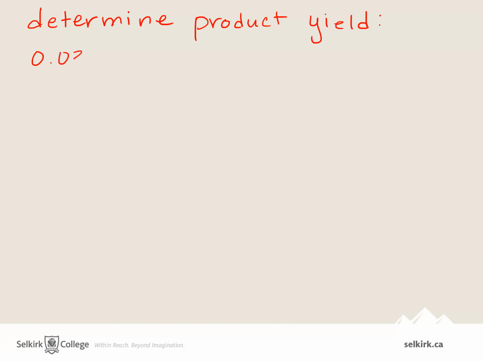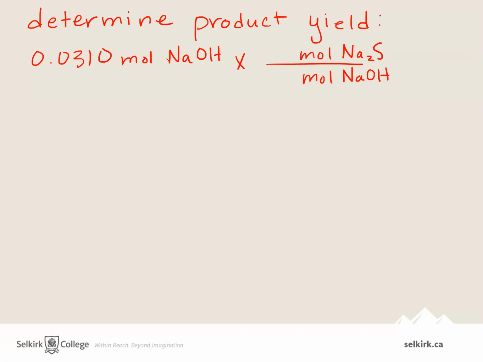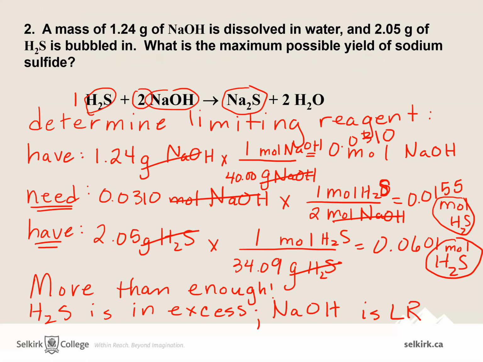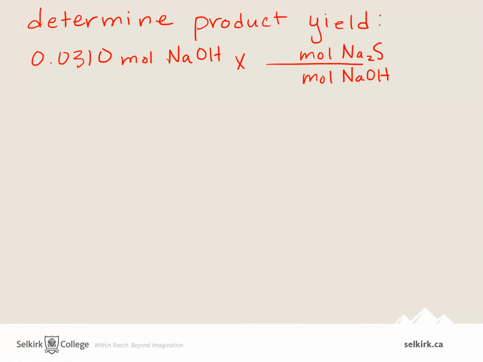I had 0.0310 moles of sodium hydroxide. And I want to get rid of moles of sodium hydroxide and get moles of sodium sulfide. Where do I get the mole-to-mole ratio? From the balanced equation. In the balanced equation, I see 2 sodium hydroxides for 1 sodium sulfide. Now, I could calculate that and go on in another line, or for efficiency, I could just continue along there.